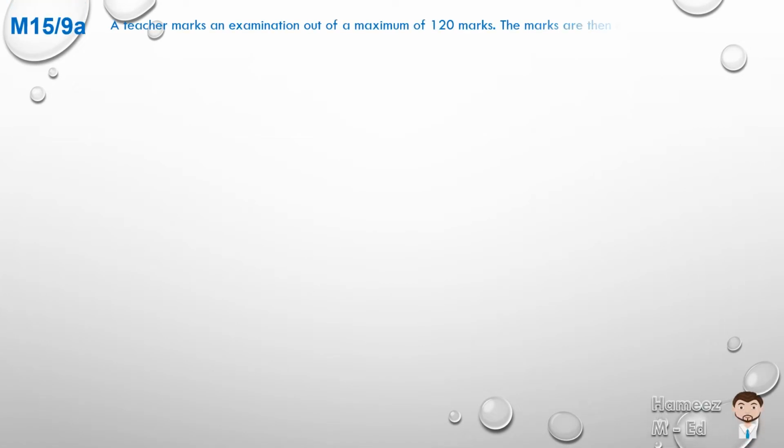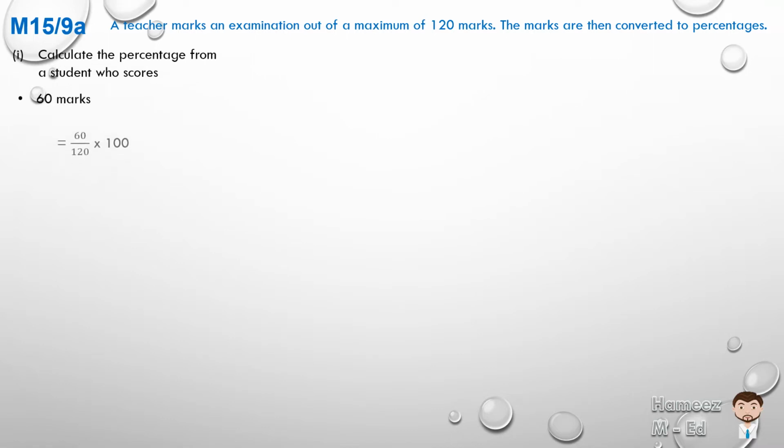May 2015, number 9A. A teacher marks an examination out of a maximum of 120 marks. The marks are then converted to percentages. Part 1. Calculate the percentage for a student who scores 60 marks. So that will be 60 out of 120 times 100 to convert it to percentage. 60 into 120 is 2, 2 into 100 is 50%.